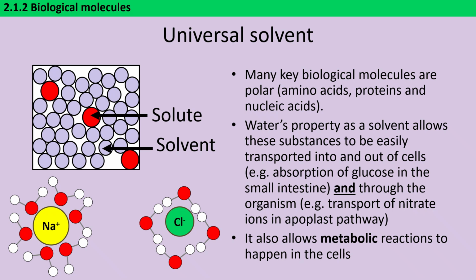Since key biological molecules like amino acids, proteins, and nucleic acids are slightly polar, water's property as a solvent allows these substances to be easily transported. So this could involve getting useful molecules into the cell, getting waste products or toxins out of the cell, and also transporting substances through an organism, such as transporting things through the apoplast pathway. It's also really important that as the universal solvent, water is able to allow different metabolic reactions to happen inside the cells. It can also be used to dilute substances.